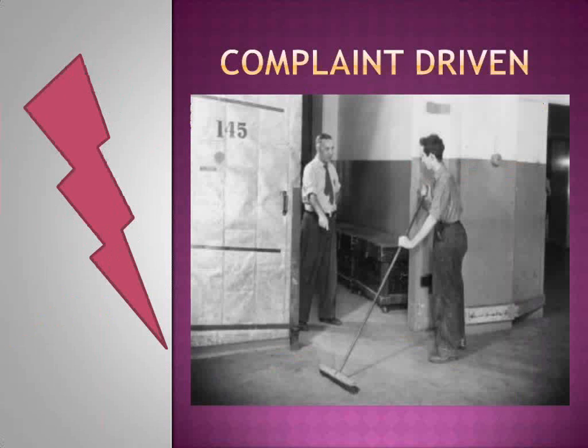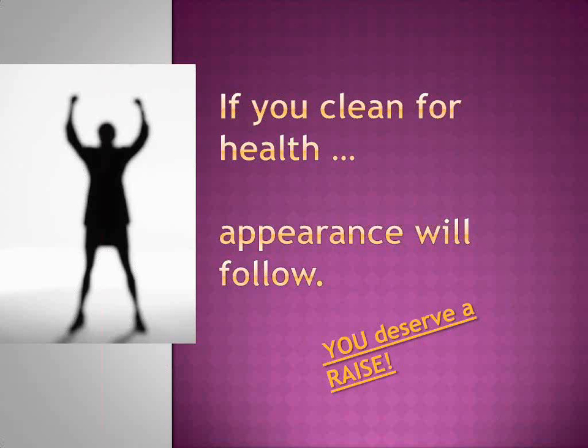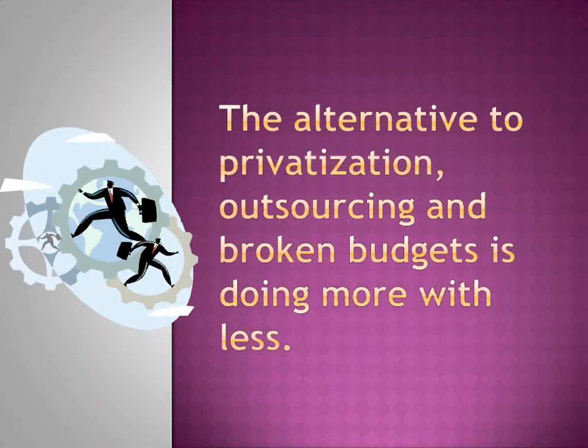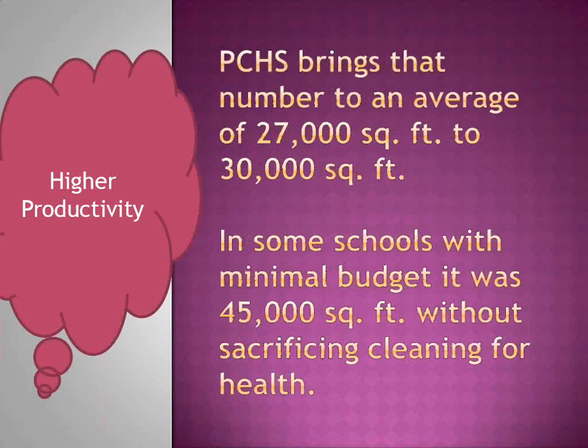Let's look at the Process Cleaning for Healthy Schools (PCHS) value. The alternative to privatization, outsourcing, and broken budgets is doing more with less. The average square footage a custodian can clean, set by ISSA and other staffing studies, is 22,000 square feet. Process Cleaning for Healthy Schools brings that number to an average of 27,000 to 30,000 square feet. And in some schools with minimal budget, it was 45,000 square feet without sacrificing cleaning for health.